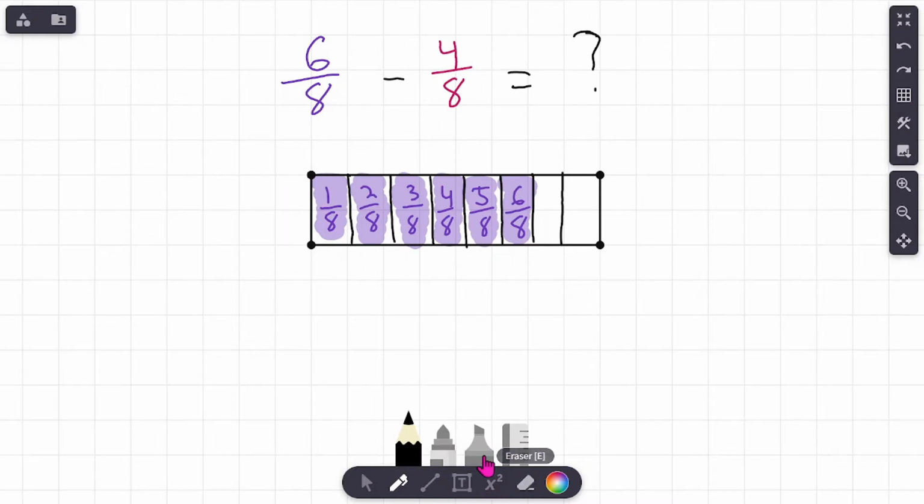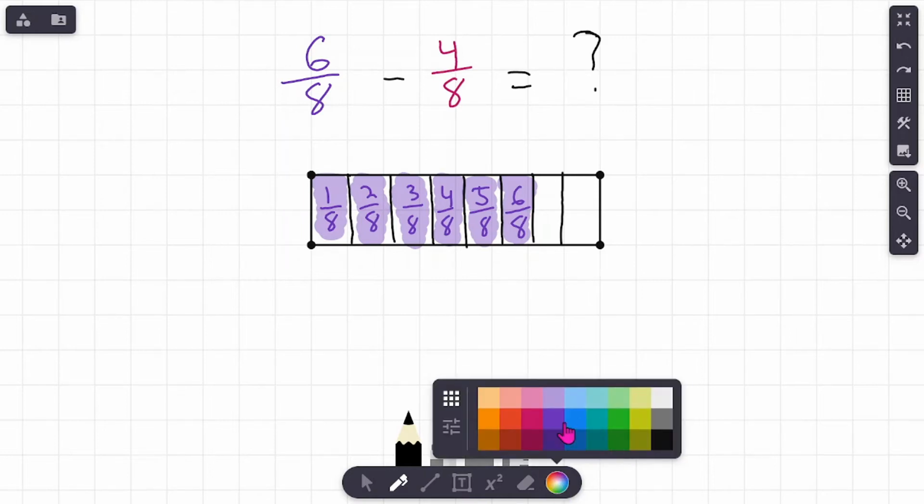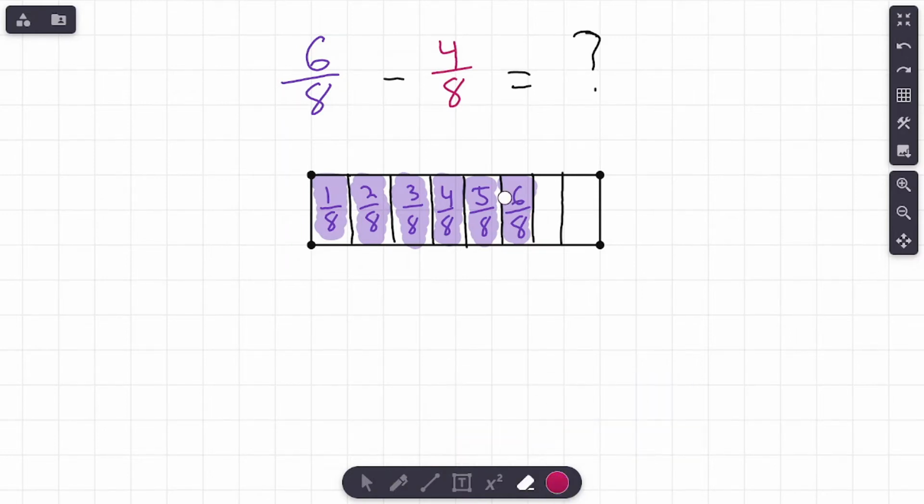Okay, that's how much we're taking away. We started off with 6/8 of one whole, and we're going to take away 4/8. So let's do that. Remember, you can erase it if you'd like and do it this way. I'm going to just mark them out is how I'm going to do it, whichever way works best for you. If you have a whiteboard, it's probably easy just to erase them. All right, I'm going to mark out 4/8, so make sure I count this right.